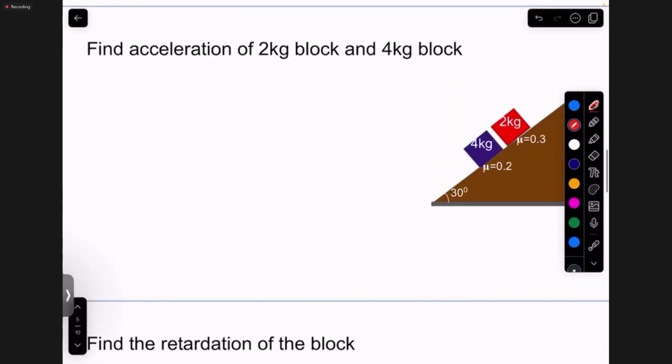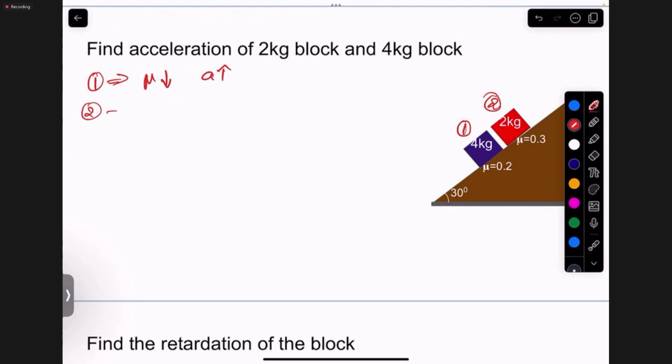For example, this is block one, this is block two. Block one has a smaller mu, so its acceleration will be larger. Block two has a larger mu, so its acceleration will be smaller. So they won't collide with each other, because this one will have a higher acceleration than the other. The first block will speed up and reach down first, and then the other one will come.